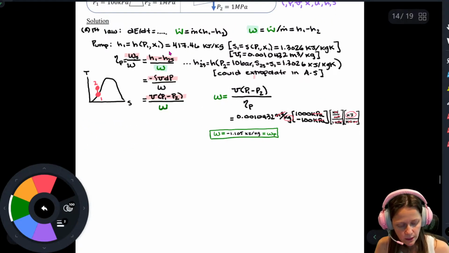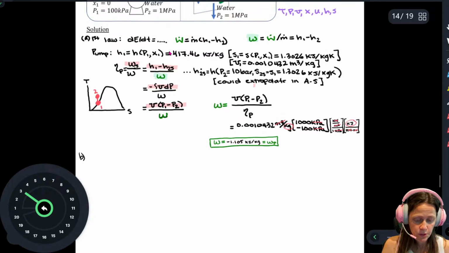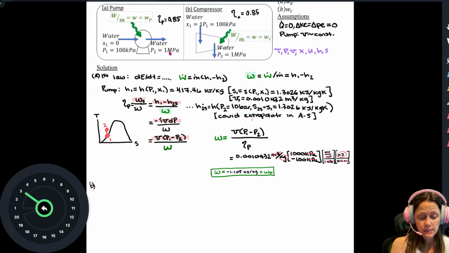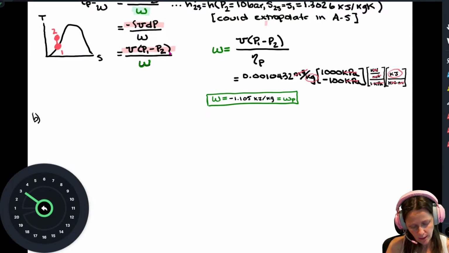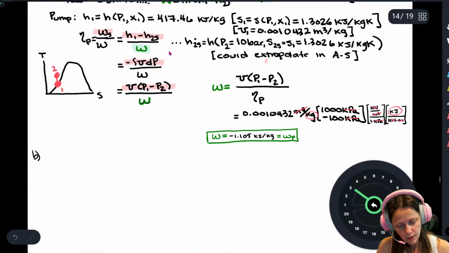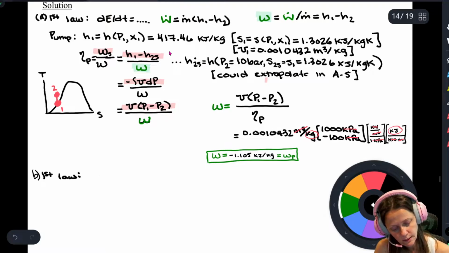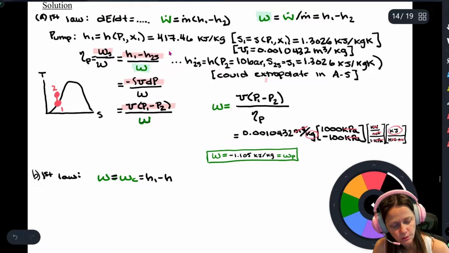For part B, of course, I need to find it for the compressor. So I'm going to do the same thing, apply my first law, right? The only difference is instead of going in as a saturated liquid at 100 kilopascals, I'm going in as a saturated vapor. So let's go ahead and get that guy. If I apply my first law, it's still going to give me that little w, and I'm talking about the compressor work, but that little w is going to be H1 minus H2.